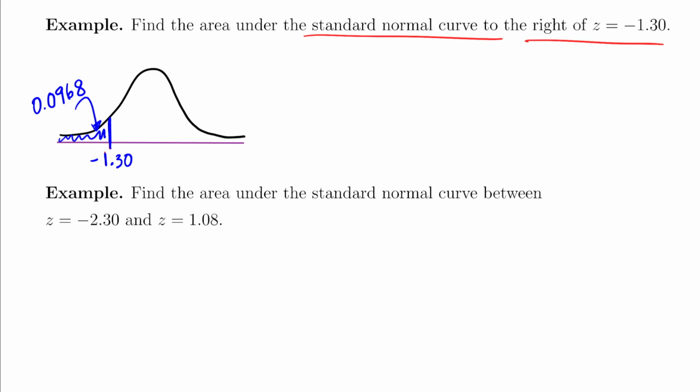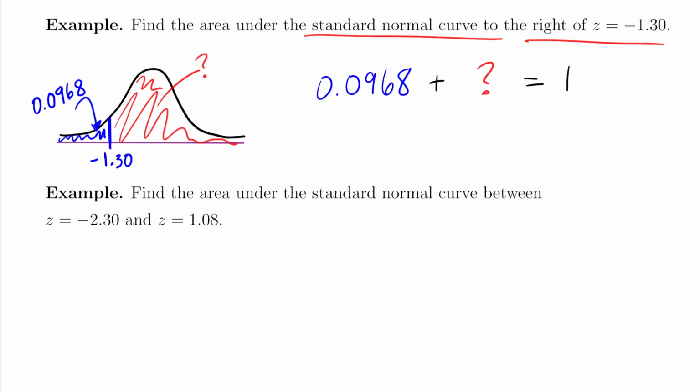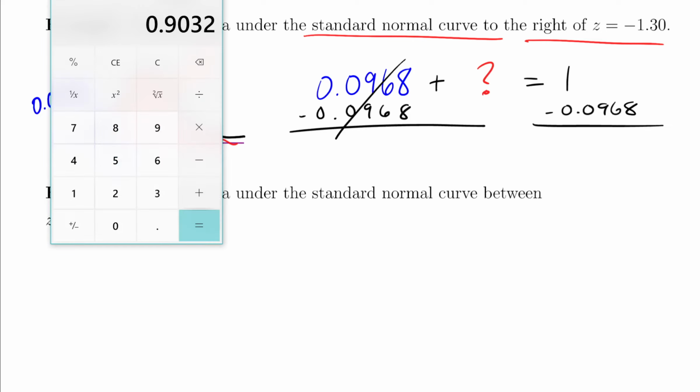Now that we have this, we can find the area that we're actually interested in, which is the area to the right, because we know that unknown area plus the known will be equal to 1, the total area. So 0.0968 plus our unknown has to be equal to 1. Subtract the 0.0968 from both sides, and we get that our unknown area that we are looking for is equal to 0.9032.